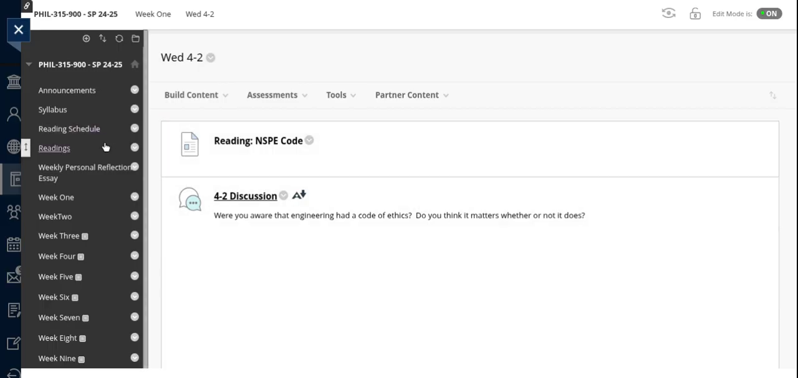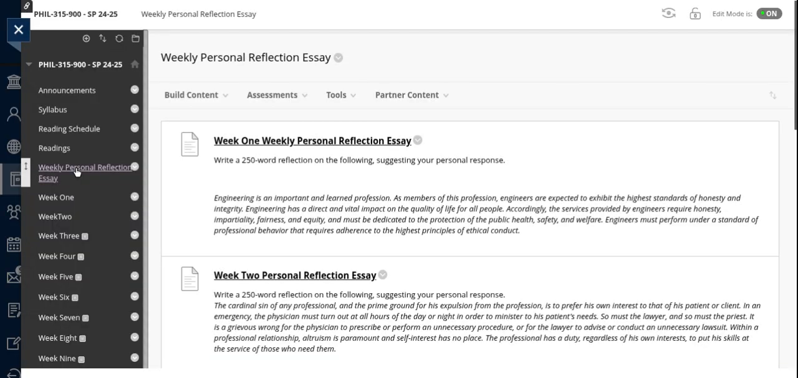The other weekly assignment is the weekly personal reflection essay. The first one is due on Sunday. They're always due by Sunday at midnight. And what you need to do is write exactly what it says here: a 250-word reflection on the following, suggesting your personal response. It will always be a quote from the week's readings. For instance, this quote here in italics for week 1 is the preamble to the NSBE Code of Ethics.